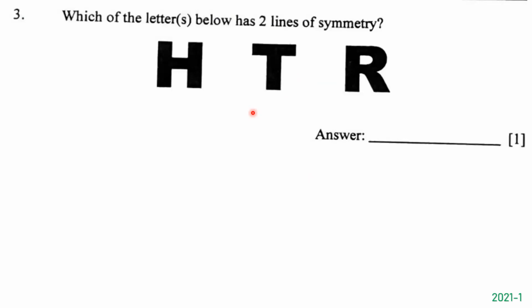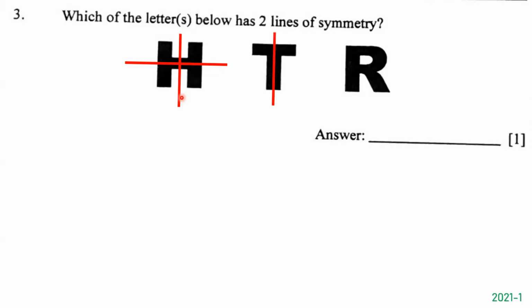It says, which letters below has two lines of symmetry? Which letters below has two lines of symmetry? So here we have H. Well, if we look here, the top and the bottom are identical. So that means that H has one line of symmetry. But then we have another one because if we go to the right and also to the left, we see that H is also symmetrical. And this is the line of symmetry. So we see that H has two lines of symmetry.